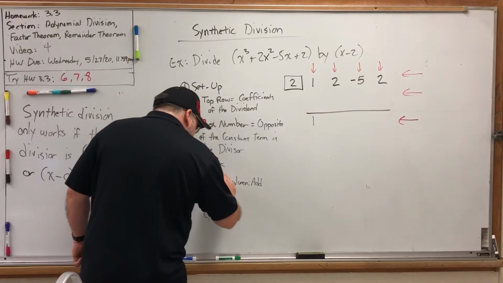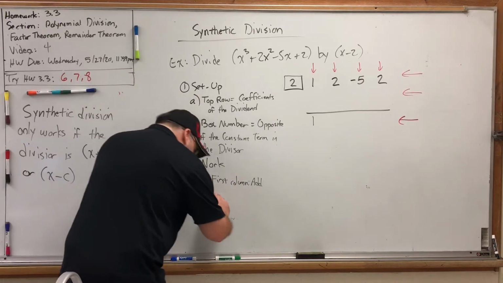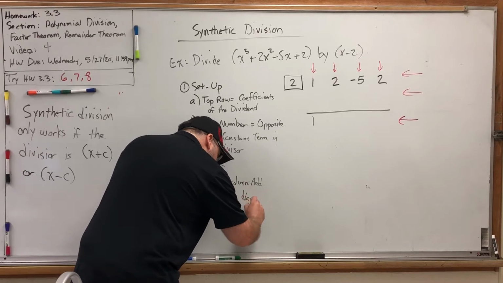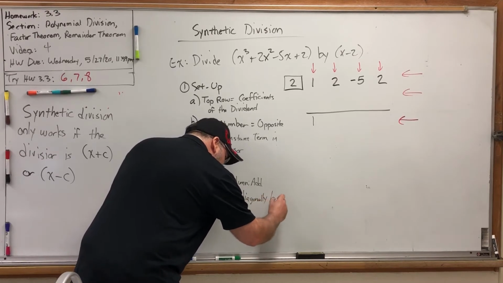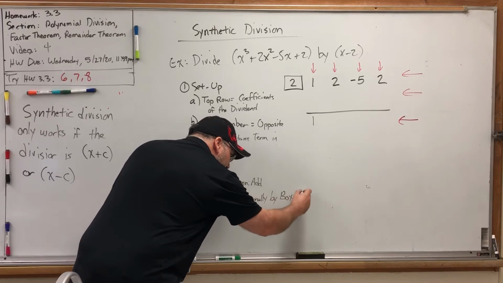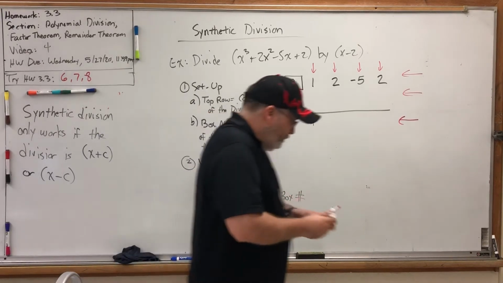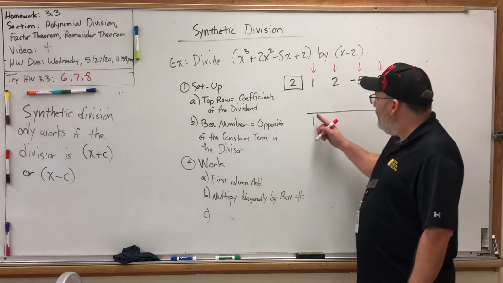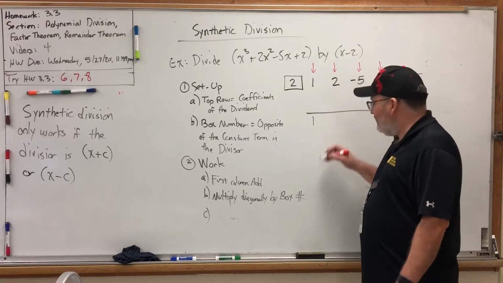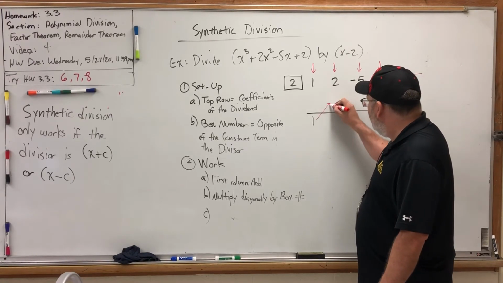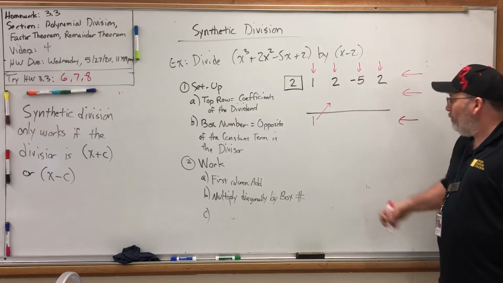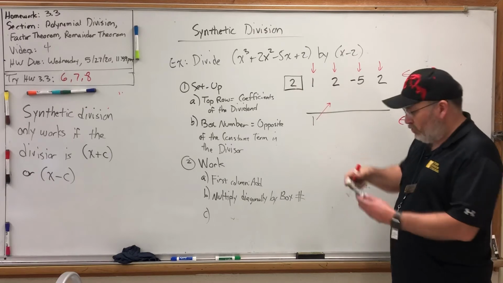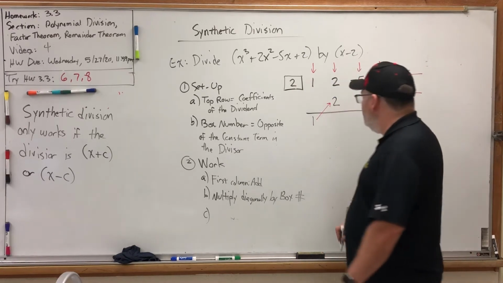After you add, your next move is to multiply diagonally by the box number. Now when I say diagonally, we're going to go up a row and over to the next column. So it's going to put us right there. And when we go that direction, you multiply by what's in the box. So 1 times 2 is 2.